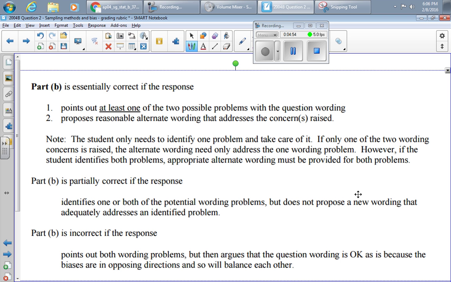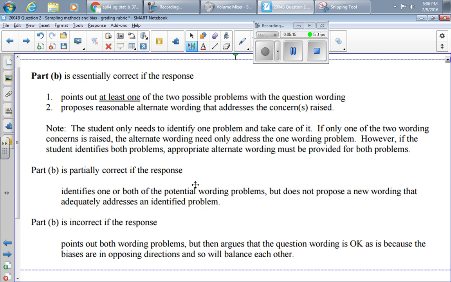And it's incorrect. They note this. Now, before, I didn't talk about incorrect. It was incorrect if you didn't do whatever the rubric was. But here they specifically said it is incorrect if you point out both wording problems and then you say, but that's okay because one makes you say yes and the other one makes you say no, so they balance out. It doesn't work that way. You can't do that. So make your decision off of this about whether they should get an E, a P, or an I.